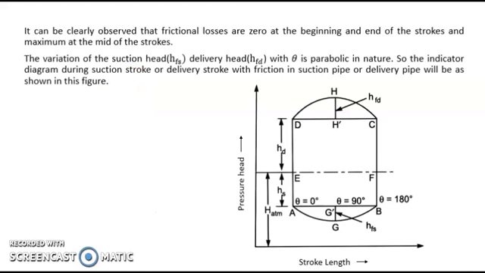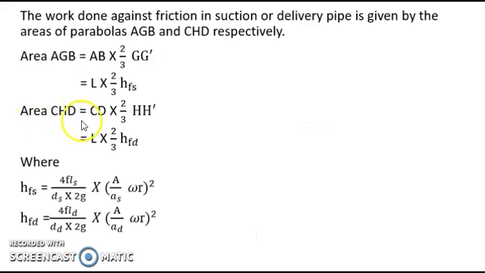We can also observe that area of CHD is equal to CD into 2 by 3 of HH dash. We can observe that CD is equal to stroke length capital L and HH dash is equal to HFD. So we can say that area of CHD is equal to CD into 2 by 3 of HH dash, which is equal to capital L into 2 by 3 of HFD.